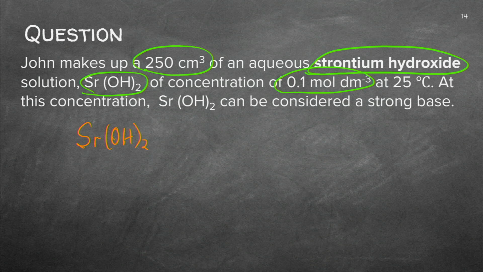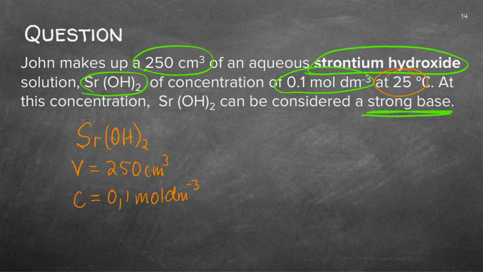We've got of that strontium hydroxide, we've got the volume at 250 cubic centimeters, and I know the concentration is 0.1 mole per cubic decimeter. It's at 25 degrees Celsius. They now ask me to do a calculation, and they are saying to me it's a strong base. A strong base means that all of it will be dissociated. So all of that will become strontium and hydroxide.